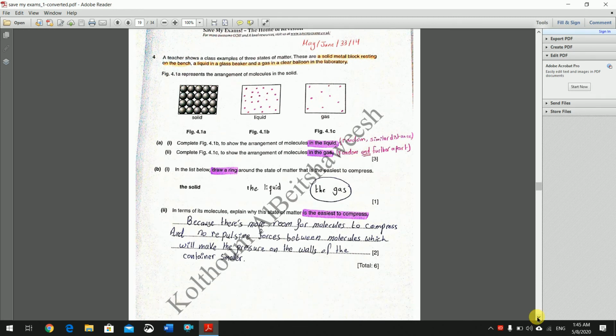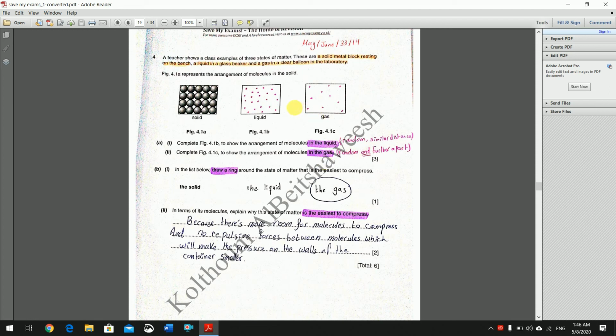Now let's go to the next one. A teacher shows a class examples of 3 states of matter. Now these are a solid metal block resting on the bench, a liquid in a glass beaker, and a gas in a clear balloon in the laboratory. Now figure 4.1a, this one, represents the arrangement of molecules in the solid. So here we have the arrangement of the molecules in the solid. These two are left blank. Now, complete the figure 4.1b and 4.1c to show the arrangement in both the liquid and the gas.